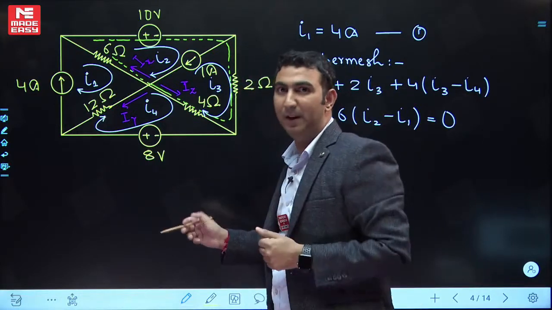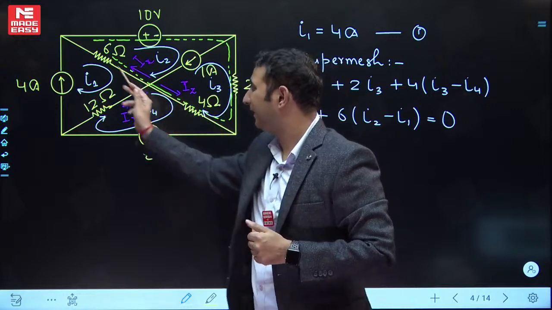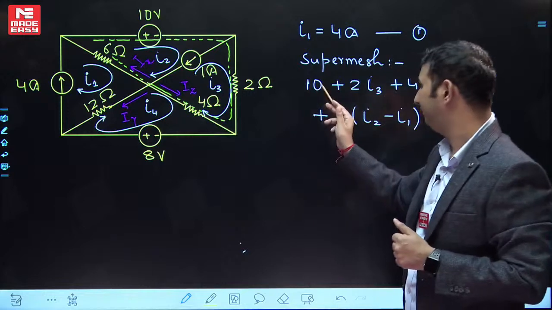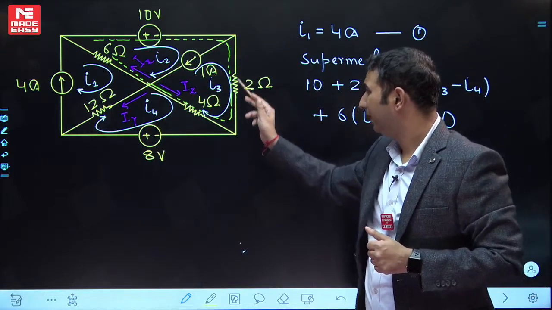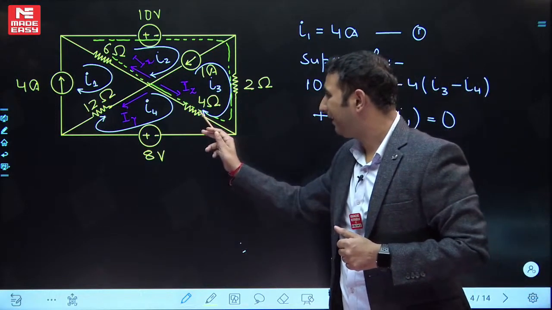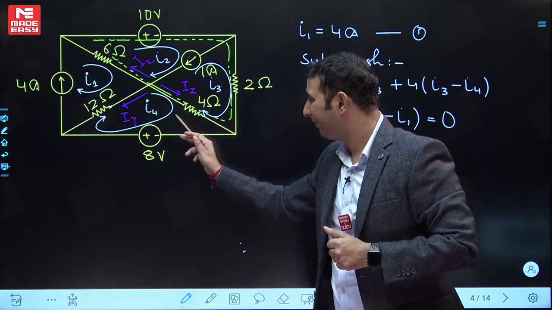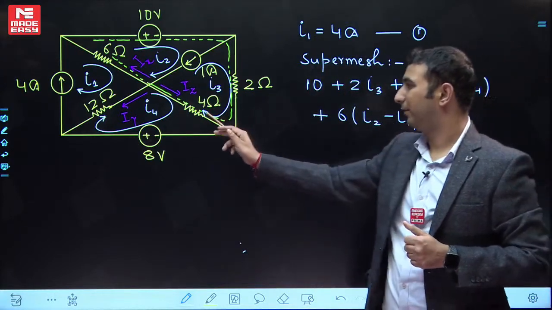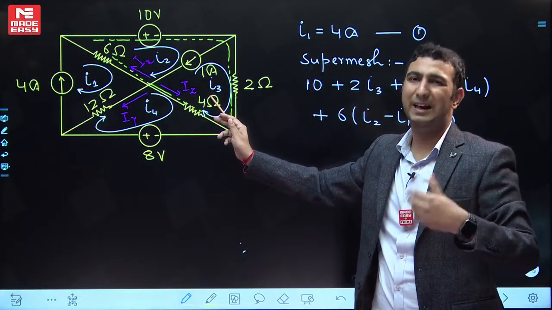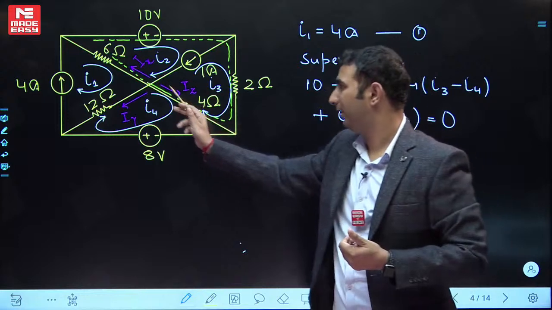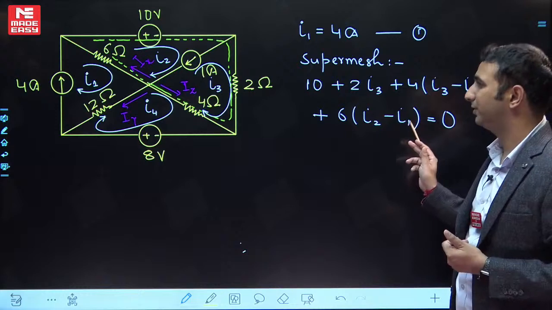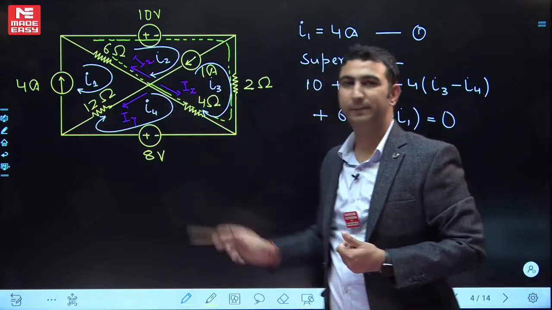Let's have a look at what we did. We started from here, this is a super mesh, so I'm applying the KVL in the super mesh. I started from here, plus 10, reached over here, 2 times I3. Then I reached over here, it will be 4 times I3 minus I4, because from this resistor two currents are flowing. I am moving in mesh 3, so I assumed its current to be the largest current for writing the KVL equation. When I reached over here, again I2 minus I1 into 6, and the loop is over.